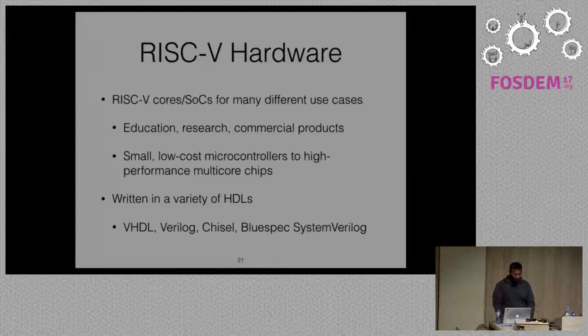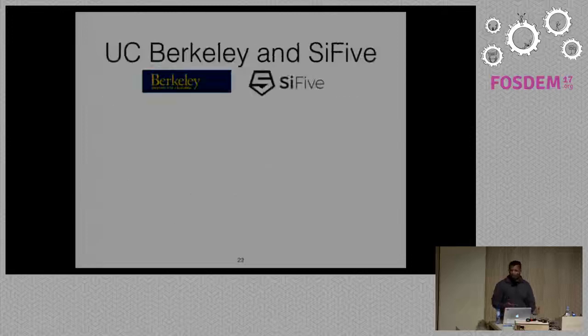I'll quickly talk about UC Berkeley and SiFive and the relationship there, just because a lot of the cores that I'll be talking about originate at Berkeley and SiFive. The Berkeley architecture group, UCB's BAR group, created RISC-V. This is Krste Asanović and David Patterson's group. As they were developing RISC-V, they also developed a number of open source cores and SoCs for research and teaching.